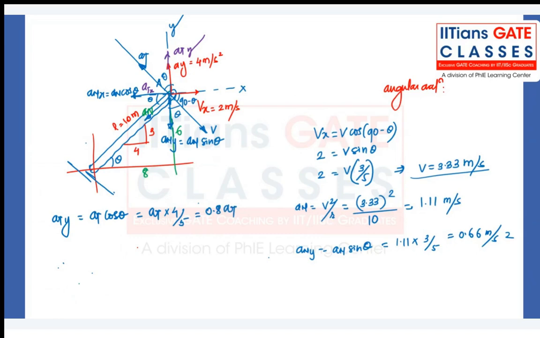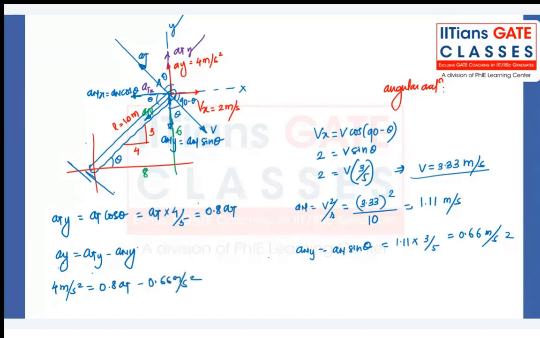So there are total two accelerations which are along the vertical, let's say along the y axis, that is ATY and ANY. ATY is upward, ANY is downward. So AY, that is upward component of the acceleration, is ATY minus ANY. Do you agree? And what is AY? That is, they have given as 4 meter per second square, and this has to be equal to ATY, which is 0.8 times AT, minus ANY, which is 0.66 meters per second square.